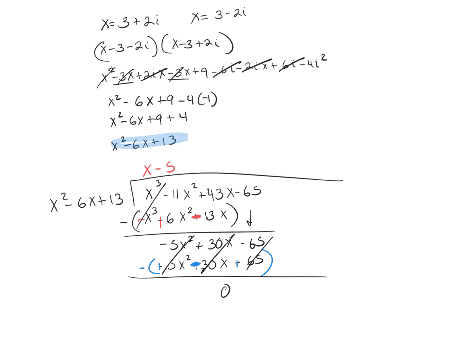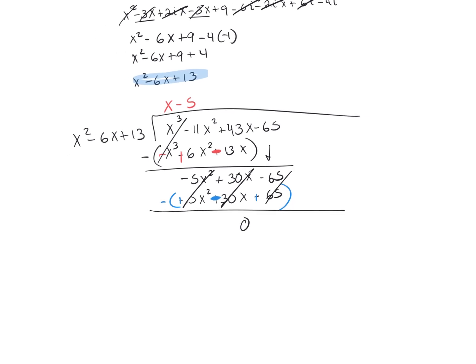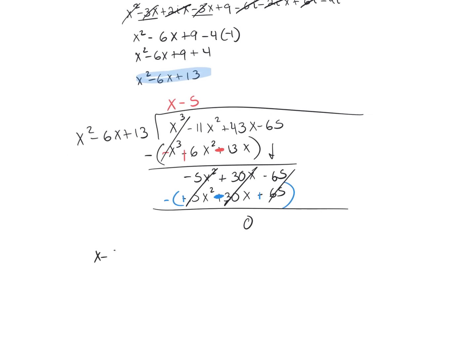So we have the equation x minus 5 is equal to 0. This is another 0. We have the original 0, which is 3 plus 2i, and its conjugate, which is 3 minus 2i. So your solution would be these three.